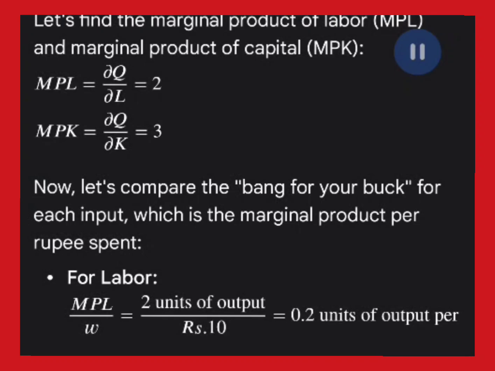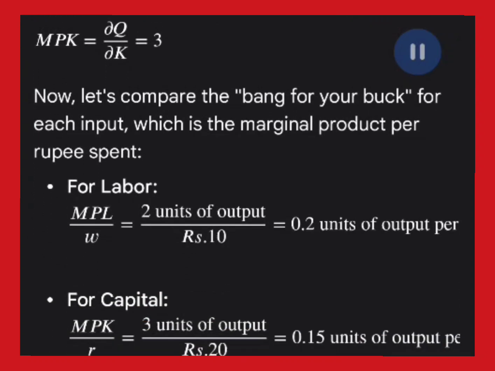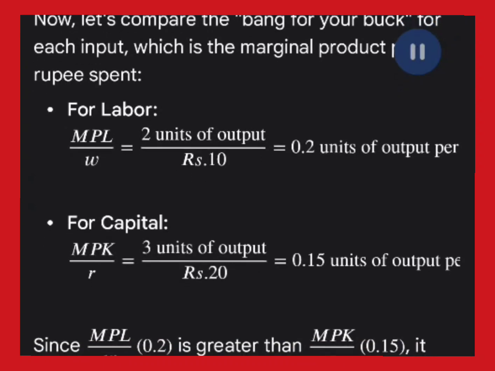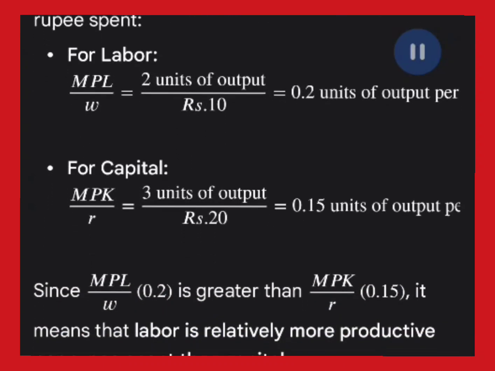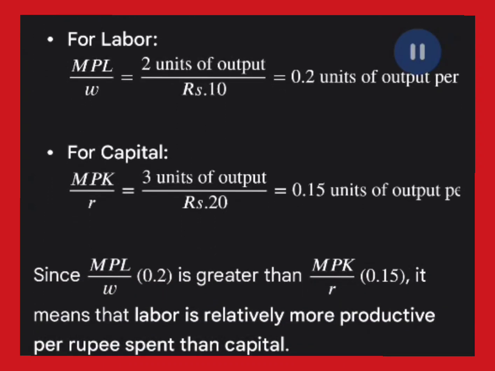Now let's compare the bang for your buck for each input, which is the marginal product per rupee spent. For labor, MPL/W = 2 units of output / Rs 10 = 0.2 units of output per rupee. For capital, MPK/R = 3 units of output / Rs 20 = 0.15 units of output per rupee.